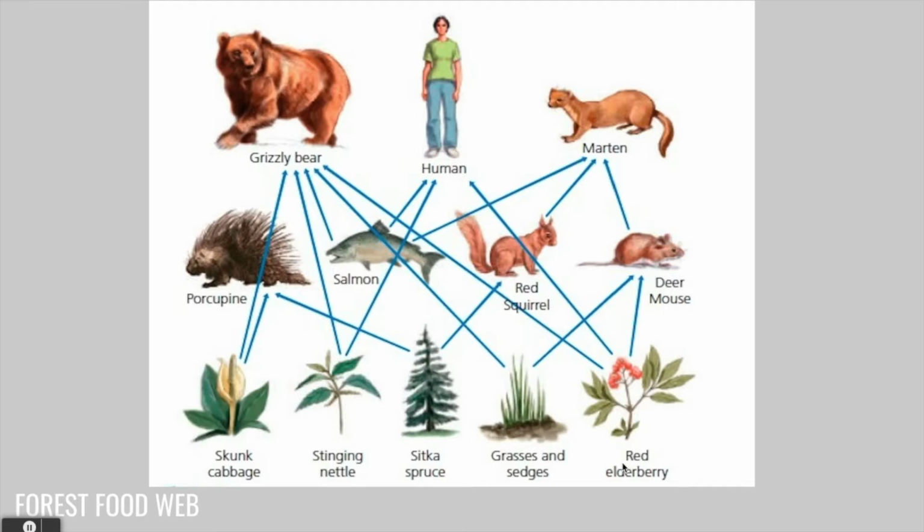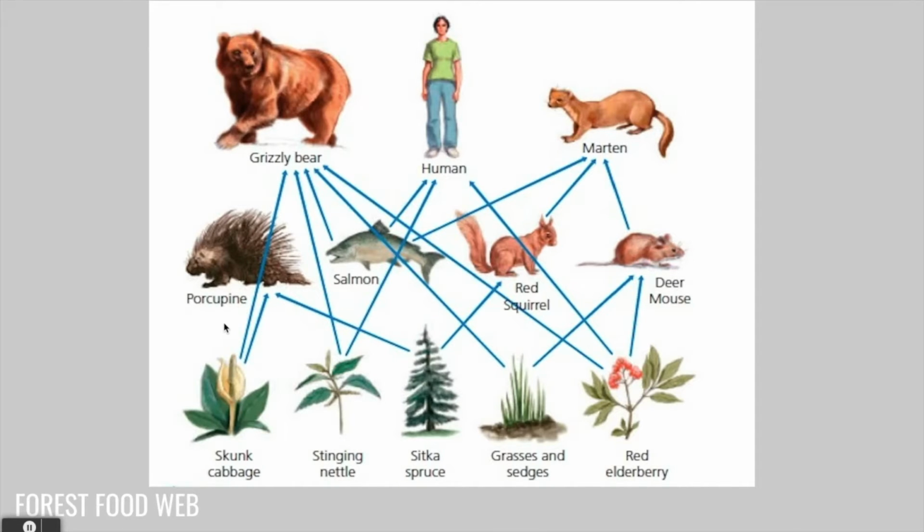For example, if you look at the red elderberry plant, it's an example of a producer that gives energy to a deer mouse, a human, and also a grizzly bear. When a red elderberry gives energy to a deer mouse, it does not end there. A deer mouse can also give energy to a marten. There are other animals that give off energy to other animals. For example, this red squirrel gets its energy from the Sitka spruce trees and gives energy to the marten as well. All of these different organisms, plants, and animals make up a food web.